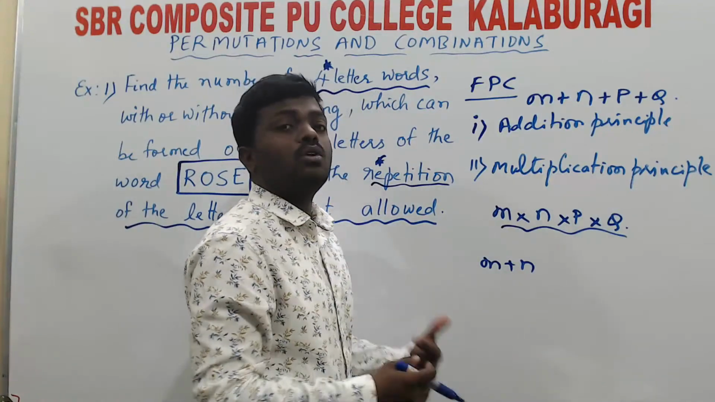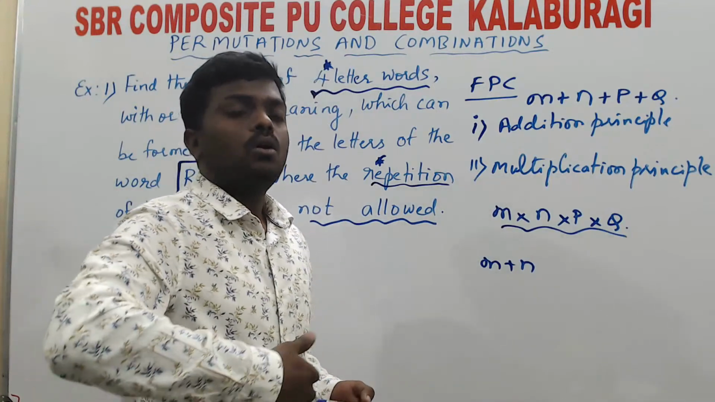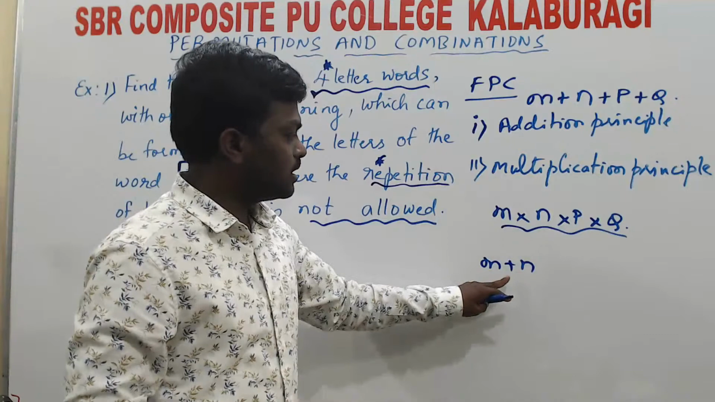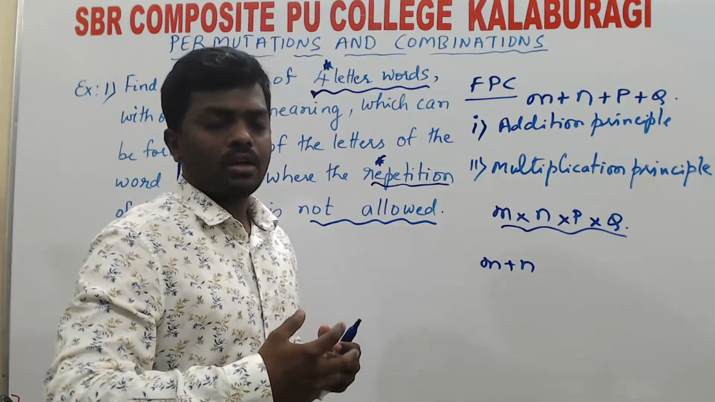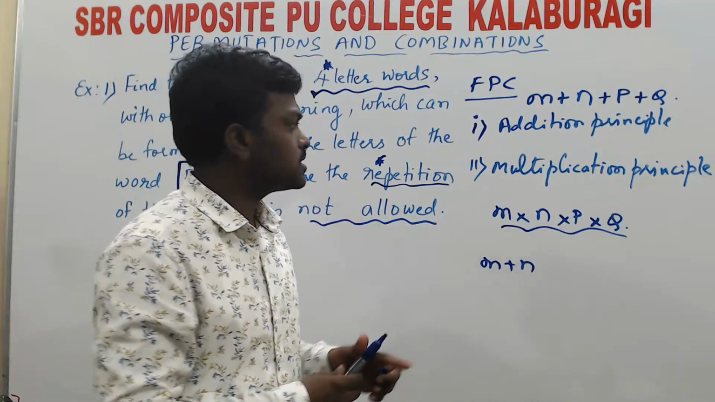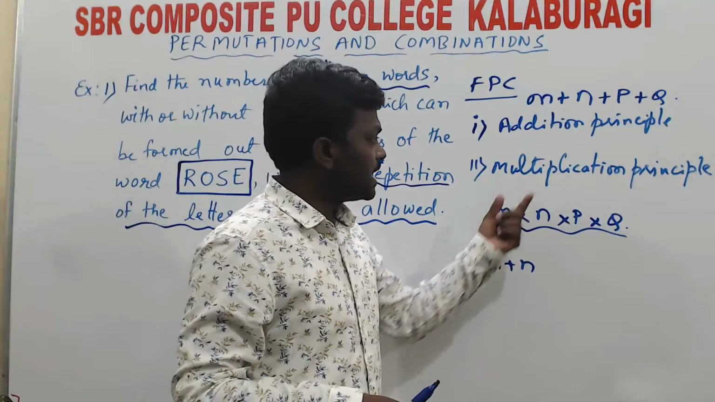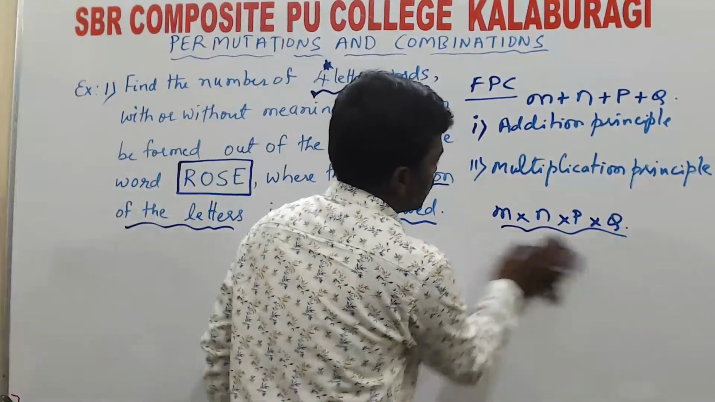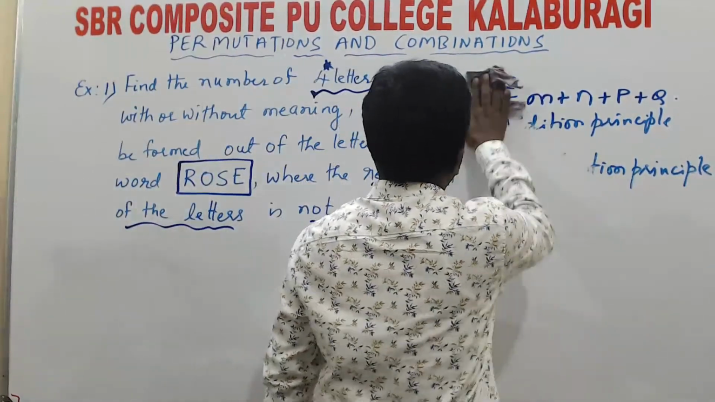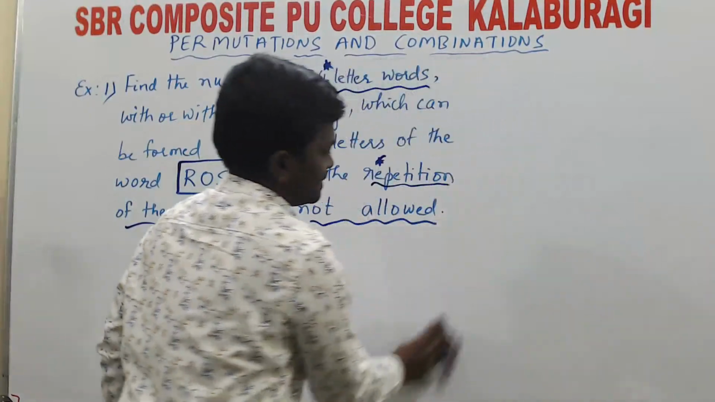If more than one event comes and they are independent of each other, then it is the addition rule. And if more than two events occur and they are depending upon each other, then it's a multiplication principle. Just recalling these two principles, we will move to the question provided.